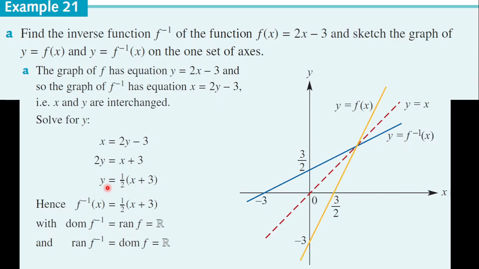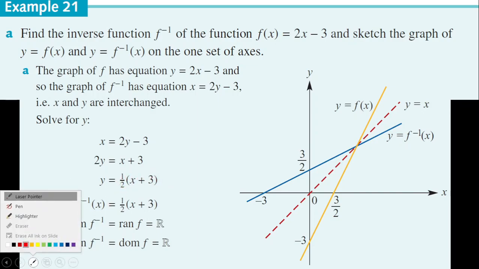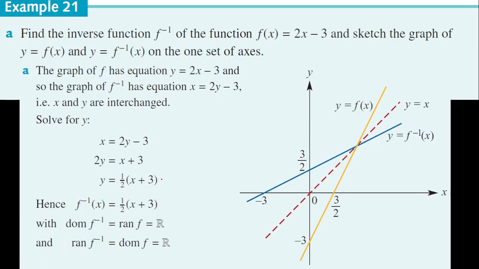So notice how you started with a straight line, and the inverse function is also a straight line. The gradient is going to be different, and the y-intercept as well. You don't necessarily need to factorize it. So if I expand it, it's half of x plus 3 over 2. Please write fractions, don't use an approximation of decimals. So here is the rule for the inverse function.